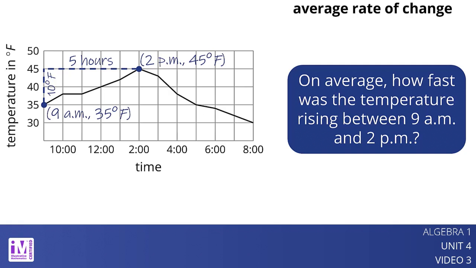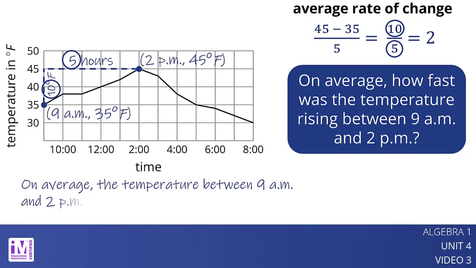Let's calculate the average rate of change and measure the temperature change per hour. We do that by finding the difference in the temperature between 9 a.m. and 2 p.m. and dividing it by the number of hours in that interval. On average, the temperature between 9 a.m. and 2 p.m. increased 2 degrees Fahrenheit per hour.